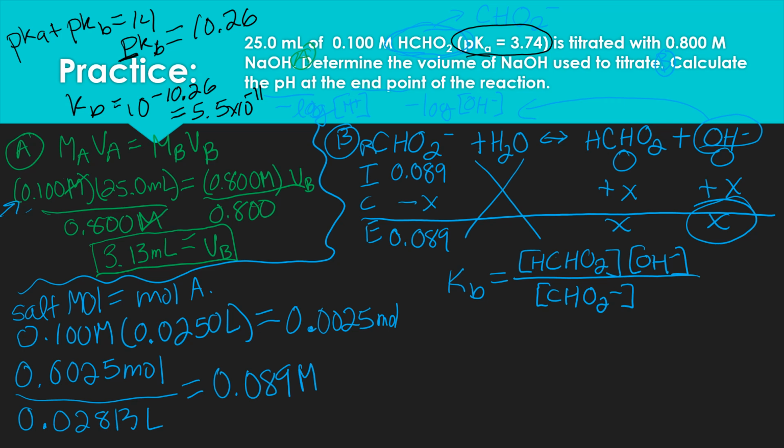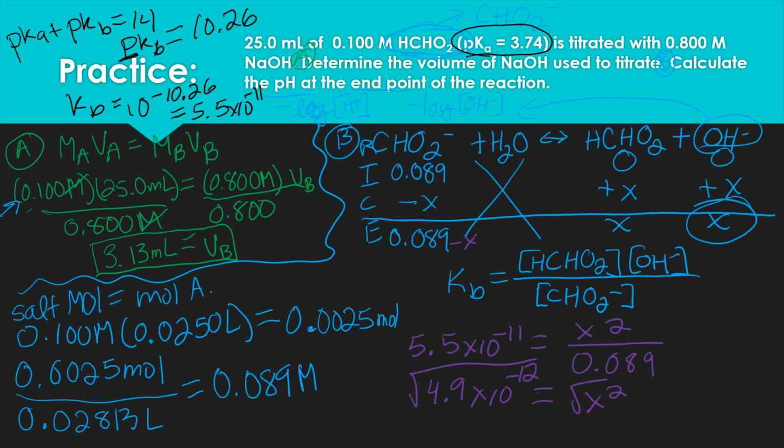All right. So I'm going to plug that in. I'm going to change my color here so we can see where we're at. So 5.5 times 10 to the negative 11 equals, of course, we have x squared on the top, and this would be 0.089 minus x, which we can assume is 0.089 because that K value is so tiny. All right, so we're going to get x squared. We're going to multiply 0.089 times our 5.5 times 10 to the negative 11. We get 4.9 times 10 to the negative 12.